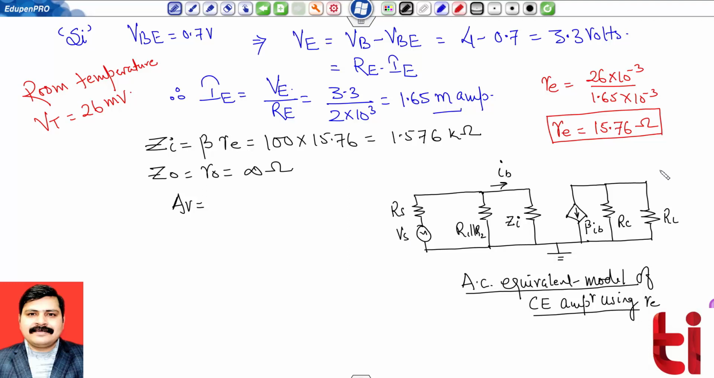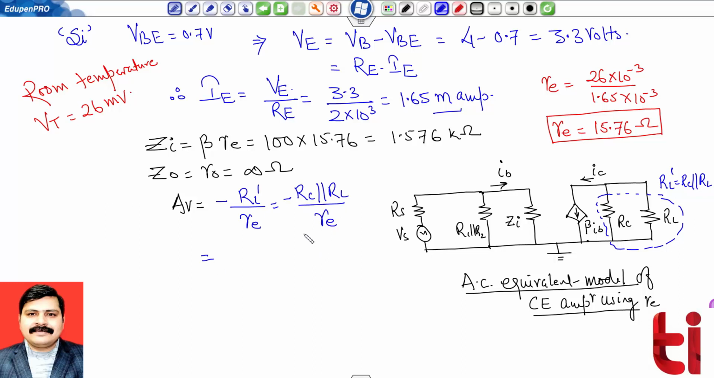Okay, and the current flowing through here is my current IC. So now you can check across this output, I am having a resistance RL dash, which is nothing but RC parallel RL. Therefore, my voltage gain will be minus RL dash divided by RE. So it should be minus RC parallel RL divided by RE.